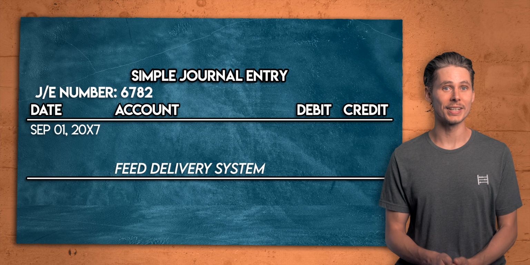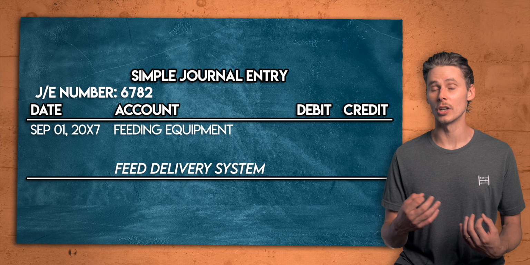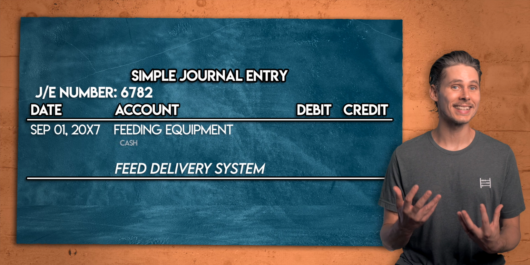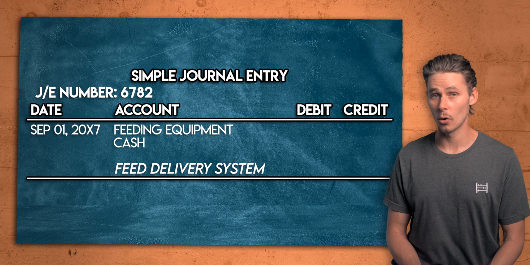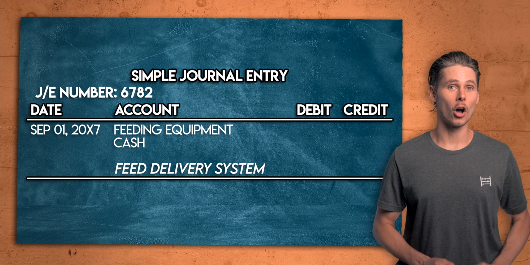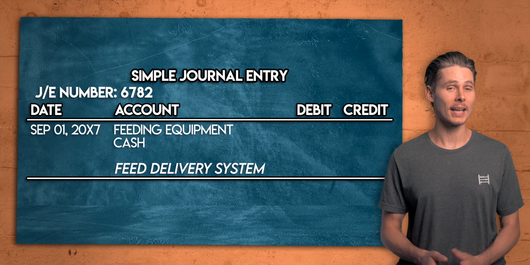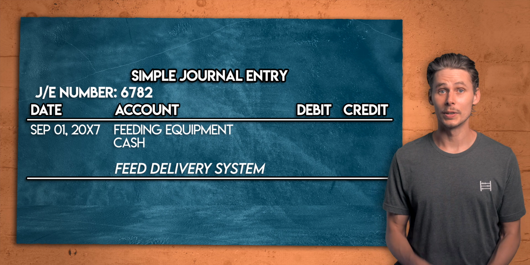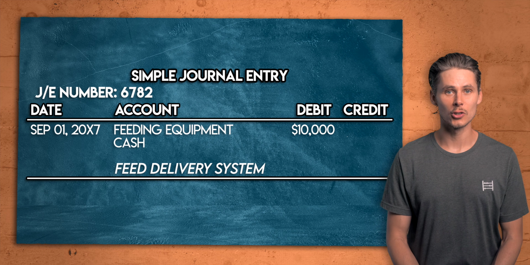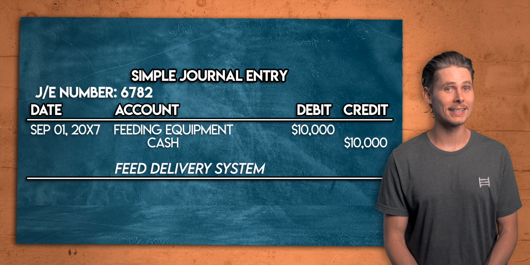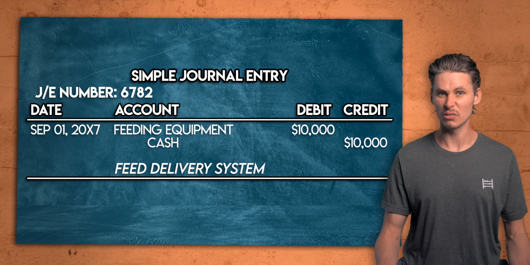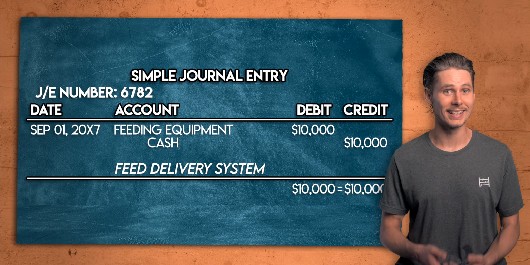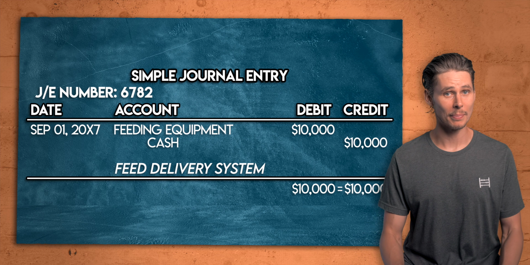On the one hand, we want to increase feeding equipment to record a new fixed asset on the balance sheet. And on the other hand, we want to decrease cash, which is a current asset, also on the balance sheet. Both of these are assets, which means they're normal debit accounts. So debits increase them and credits decrease them. We debit feeding equipment by $10,000 to increase it and credit cash by $10,000 to decrease it. The total debits match the total credits because in double entry accounting, every journal entry has to balance.